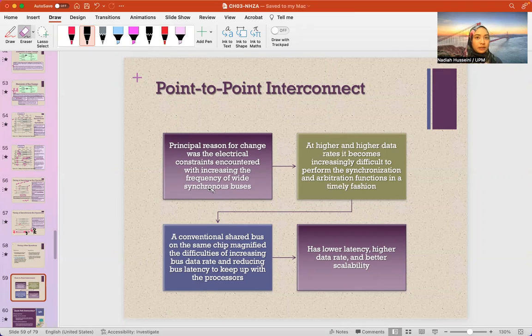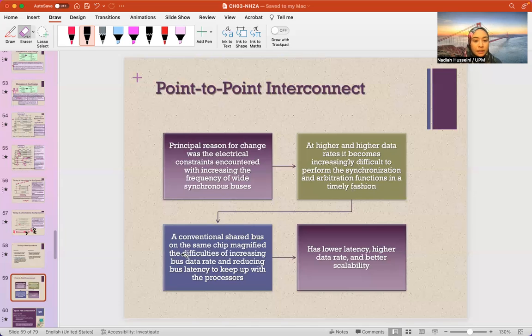So the bus could not handle the increasing frequency. At higher and higher data rates, it became increasingly difficult to perform synchronization because the bus either has to synchronize using a bus controller or they have the distributed scheme. And even so, with the bus controller, there exists some delay because the bus is constrained by its capabilities. So it is increasingly difficult to perform the synchronization and arbitration functions in a timely fashion. So sometimes the bus is too slow to keep up.